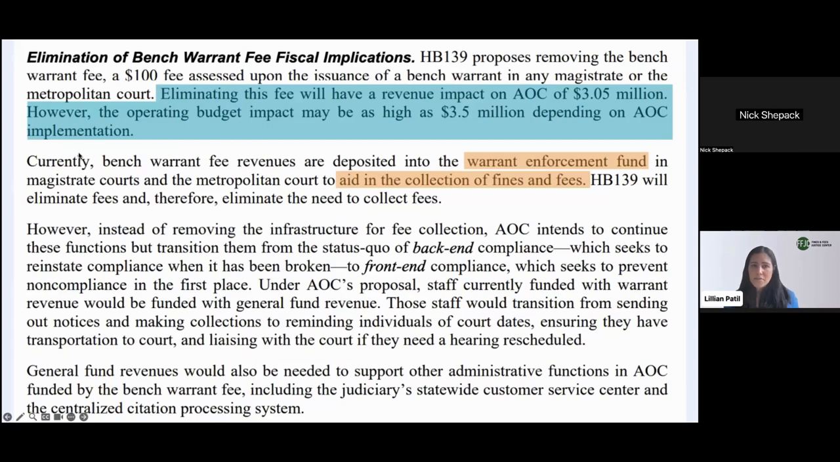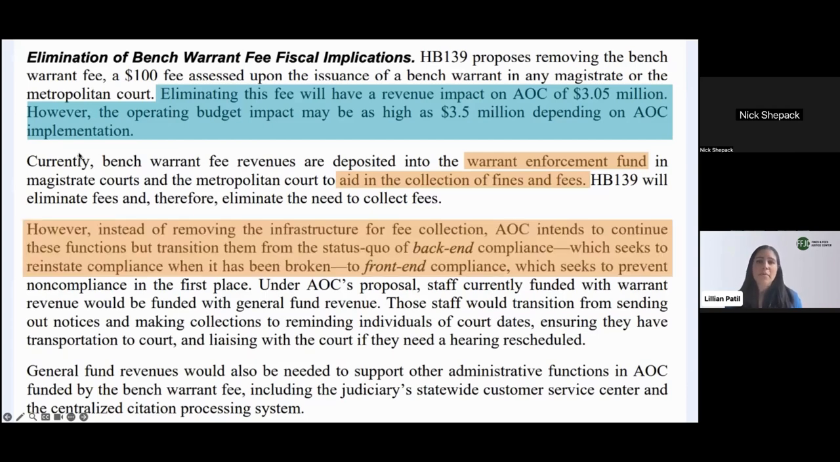However, in the next paragraph, the courts explain why they would indeed feel the loss and why they need at least that 3 million and maybe up to 3.5. And what it turns out is they're saying, okay, we know that we won't need the resources to do collections work anymore, but we would like to keep the money we were using for that collections work. We would like to instead use it to fund new front-end compliance work to try and make sure people are getting to their hearings and being compliant with their hearing notices in the first place. So making phone calls to remind people about their hearings, making sure people have ways to get to court with transportation, et cetera.